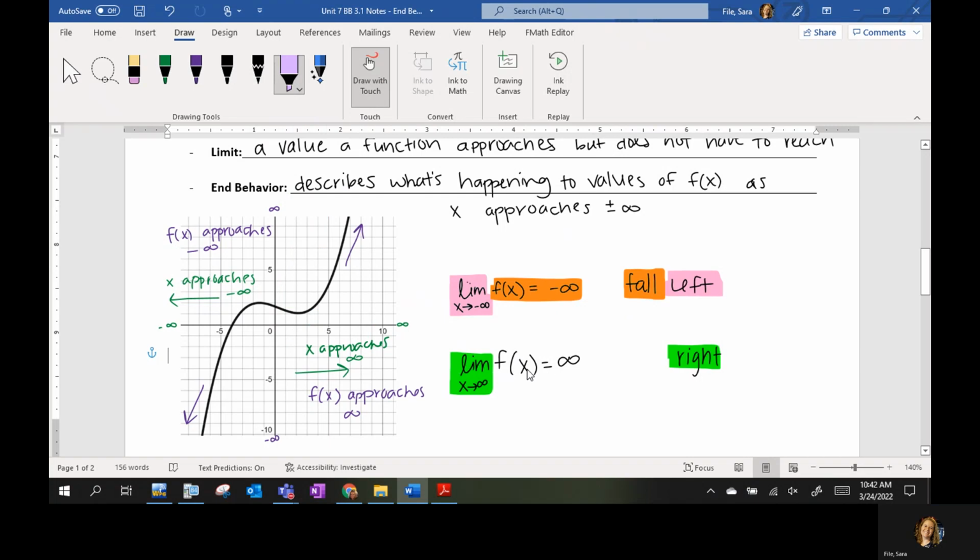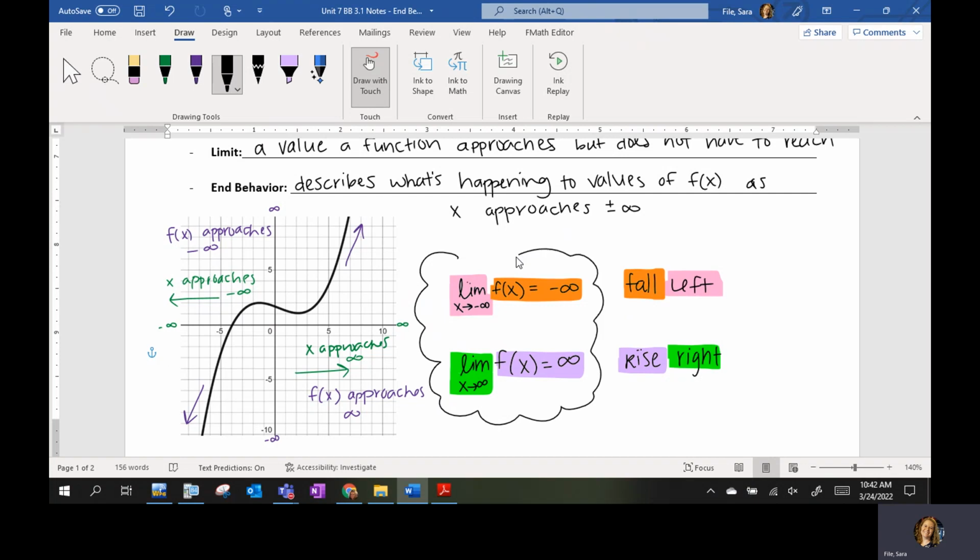Purple. And when you see f of x is infinity, that means it's rising. It's going up, because the y value is going to infinity. So this graph falls left, rises right. This is the limit notation for that, and this is what you have to be able to write and read. But that's what it means in layman's terms. It means it's falling on the left, rising on the right. You okay with that?